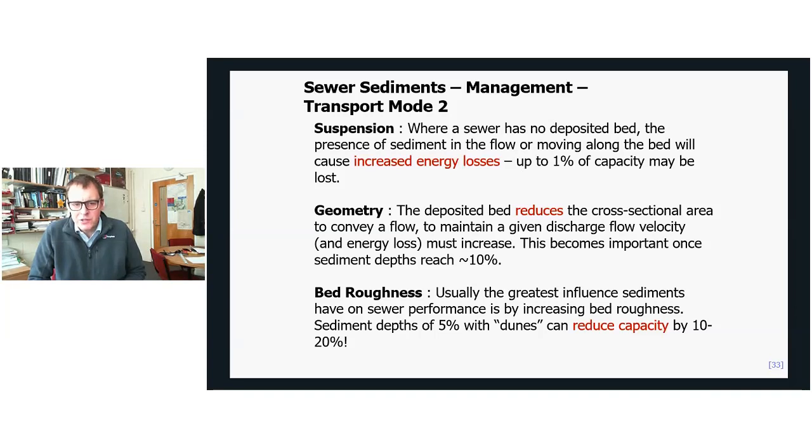To maintain a given discharge, the flow velocity must increase. This becomes important once the sediment bed equals 10% of the pipe diameter. So let's have a think about what that means. So you've got a pipe diameter.